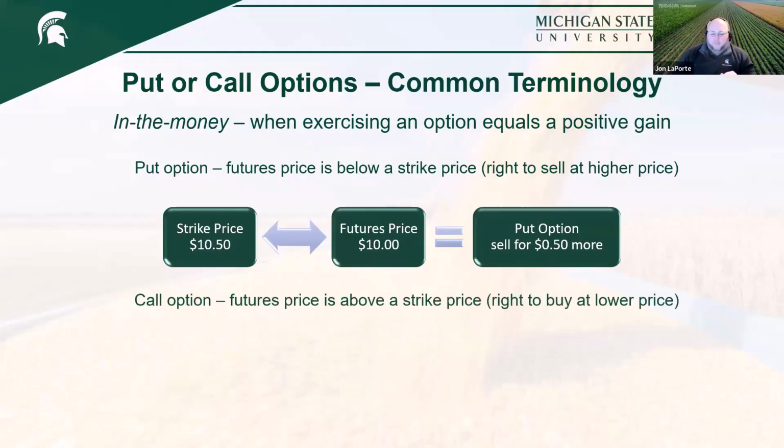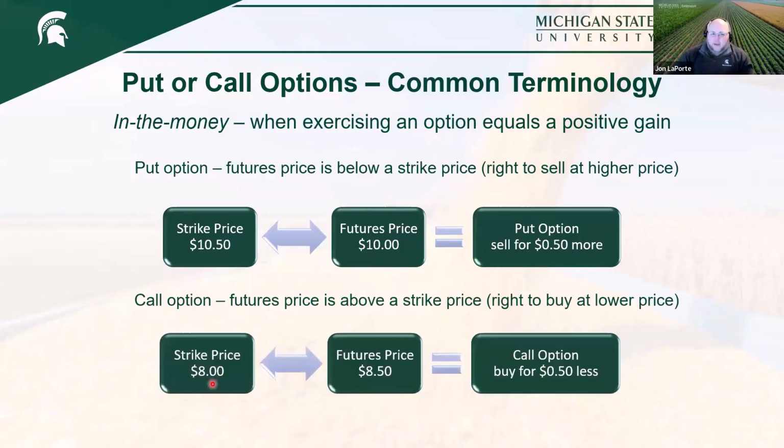With a call option, we think the reverse: if the futures price is above the strike price, we have the right to buy at a lower price. So in this case, say our strike price is at $8, futures price is 8.50. We don't want to buy bushels at 8.50 if we can buy them for $8. So we're actually gaining 50 cents in this example because we're going to buy them at a cheaper price than what the market's currently offering.